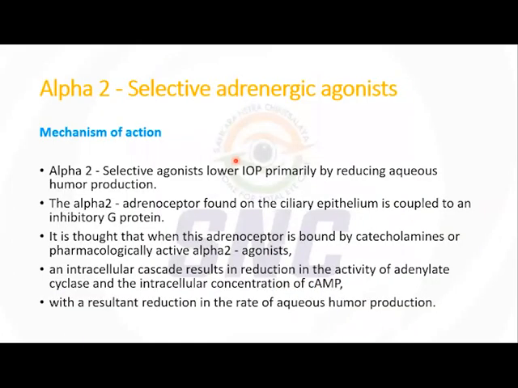And next is alpha 2 selective adrenergic agonists. The mechanism of action: they lower IOP primarily by reducing aqueous humor production. The alpha 2 receptor found in the ciliary epithelium is coupled to an inhibitory G protein. When this adrenoreceptor is bound by catecholamines or a pharmacologically active agonist, the intracellular cascade results in reduced activity of adenylate cyclase, and then cyclic AMP is also reduced, resulting in a reduction in the rate of aqueous humor production.